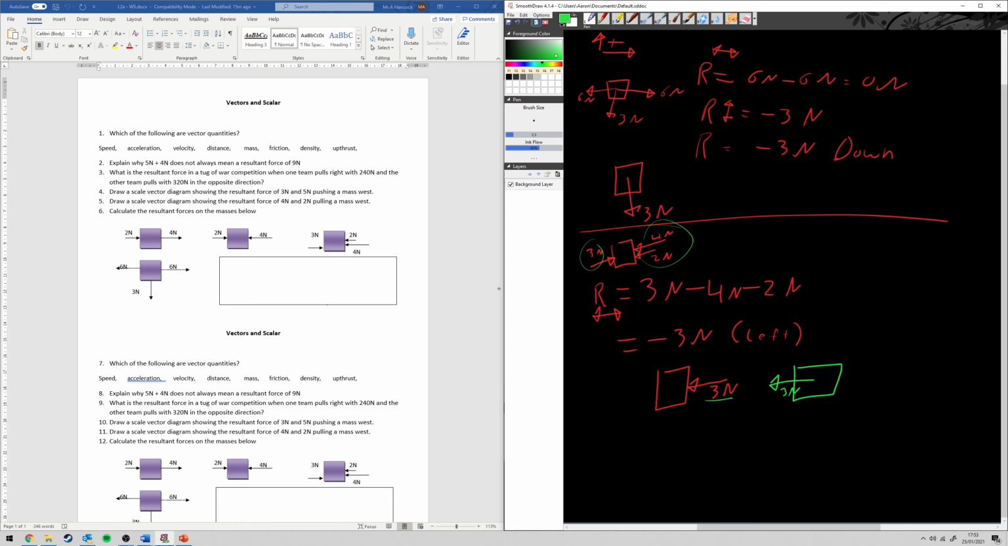I'd like you to have a go at the other ones. This is just a repeat, so don't do the ones at the bottom. I'll delete them before you get on.